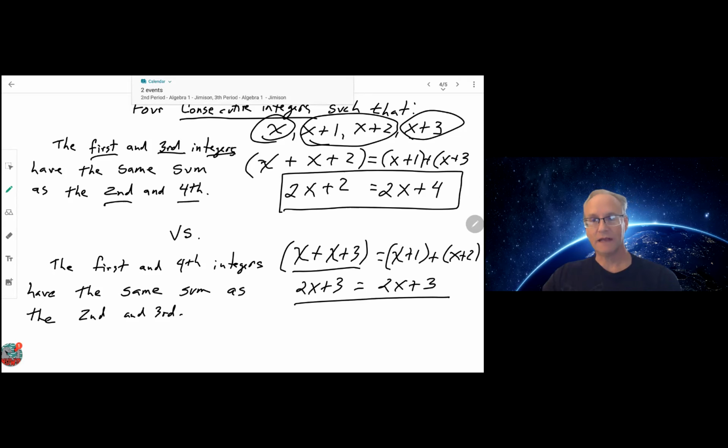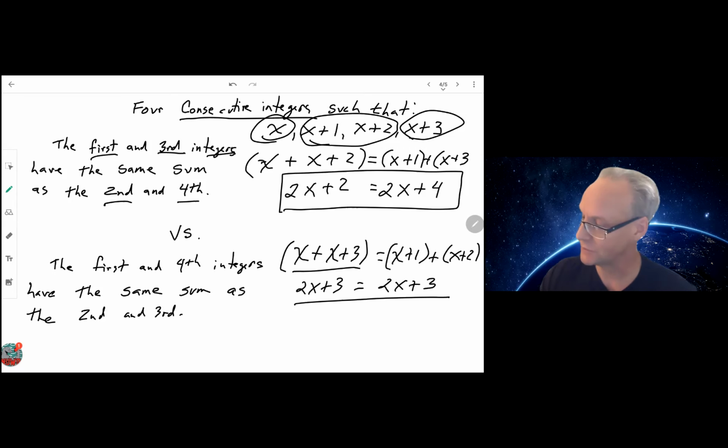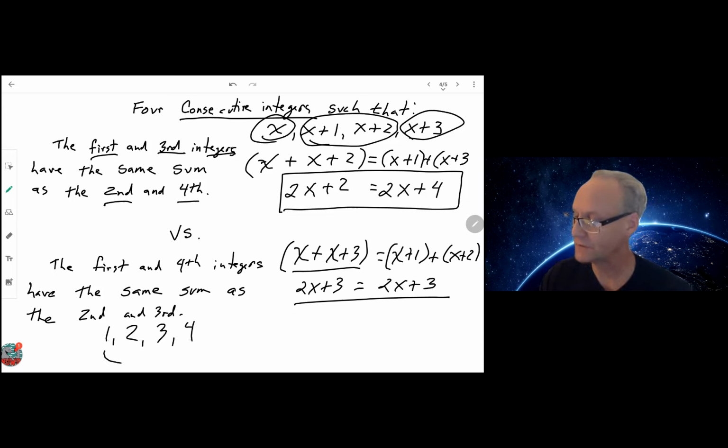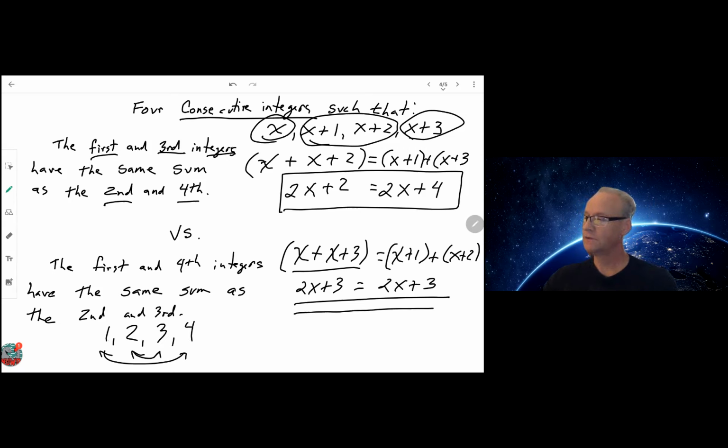Now, I can't say that it's any real number or that x can be anything because they specifically said that they're consecutive integers. But I can choose any number I want for x, and for the 4 integers that I get, it'll be true that the first and the last integer sum is the same as the middle pair. So let's see if that's true. 1, 2, 3, and 4. Add the first and the last, and then add the middle two, and you get the same sum. Now, this is true no matter where you go, and this is the proof of that. 2x plus 3 is always equal to 2x plus 3.